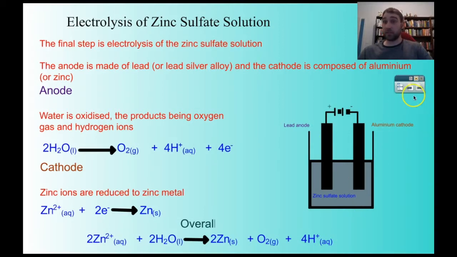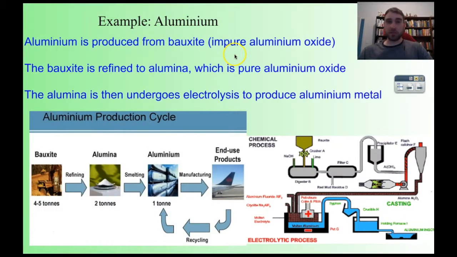Let's have a look at aluminium now. Aluminium is produced from bauxite, which I showed you before. Bauxite is impure aluminium oxide, so we need to get rid of the oxygen. The bauxite is refined to alumina, which is pure aluminium oxide, and that alumina is mixed with another substance called cryolite, and then electrolysis occurs. In this case, it's not a solution that's electrolyzed, it's a salt. So the alumina, aluminium oxide salt, with the cryolite mix is electrolyzed to produce the aluminium.